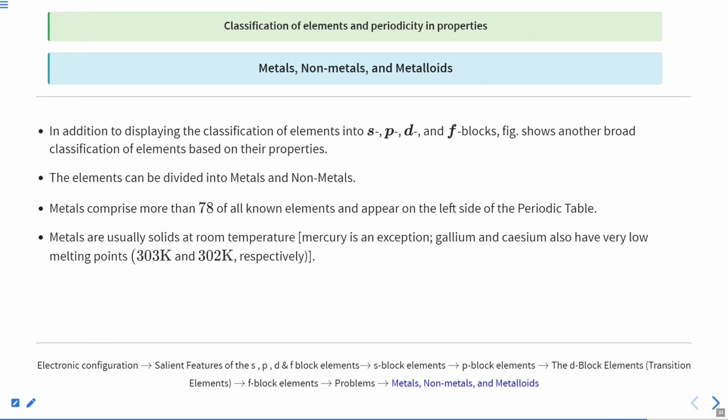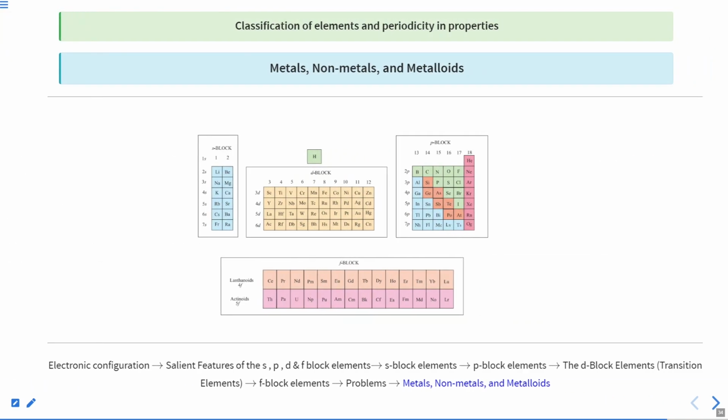Now, in addition to the classification as s, p, d, f, there is another classification based on properties. Elements can be divided into metals and non-metals. Metals comprise more than 78 percent of all known elements and appear on the left side. On the left side, we have mostly metals. Metals are usually solid at room temperature. Exceptions are mercury, gallium and cesium, which have very low melting and boiling points.